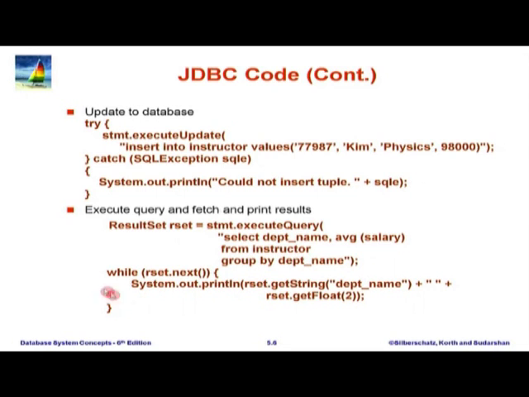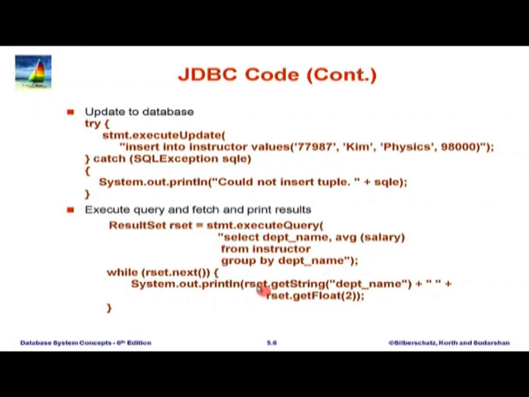Now you can step through all the tuples in this result set using a while loop like this. While rset.next, what does rset.next do? It moves to the next tuple, and if there is a tuple, it returns true. If you have just fallen off the end of the result set, it returns false. Initially, you are before the first tuple. So the very first rset.next moves to the first tuple and returns true, assuming there is one tuple. If there is no tuple, it will return false right away. So assuming it returns true, there is a tuple. What is happening inside here?